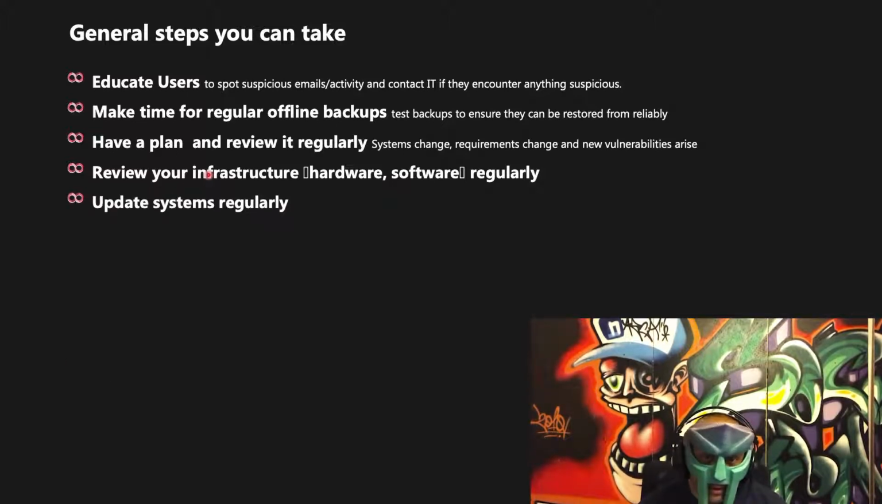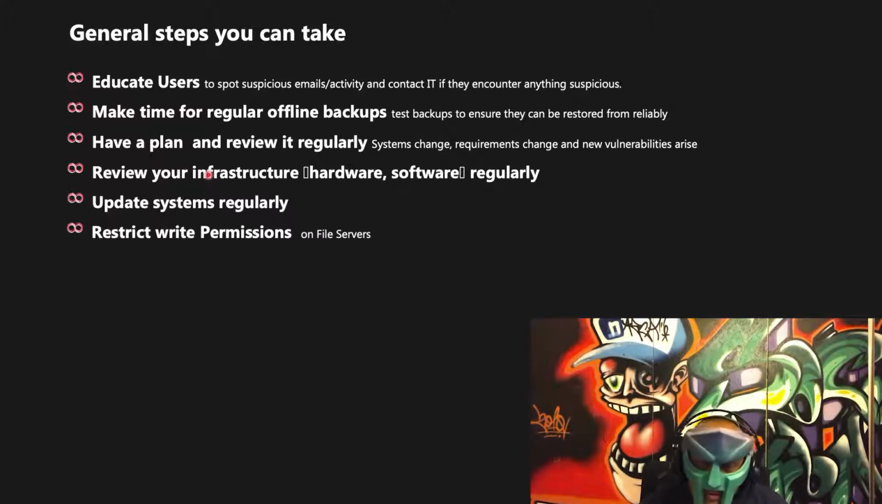Update systems regularly. Patches can fix vulnerabilities that somebody could be trying to exploit on a regular basis. You want to restrict write permissions, especially on file servers. Should you succumb to a ransomware attack through something like a malicious PDF, having the correct write permissions on the file servers can restrict the ability for those file servers or your backup systems from also being encrypted and infected.